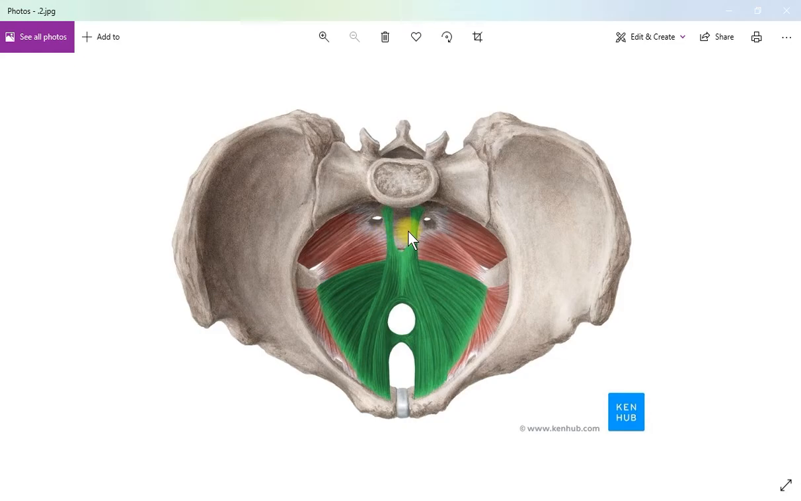What are the actions of the levator ani and coccygeus? This is the coccygeus, this is the levator ani, this is the piriformis. As a whole they form the pelvic diaphragm. Now the levator ani and coccygeus close the pelvic outlet. This is the pelvic outlet. I have told earlier in the lecture that from here it is the pelvic inlet, and after that it becomes the pelvic outlet.